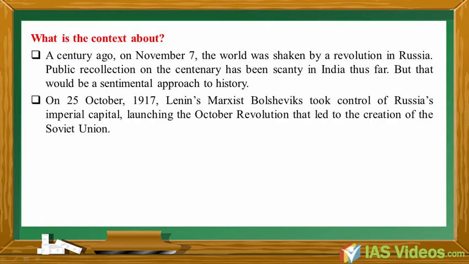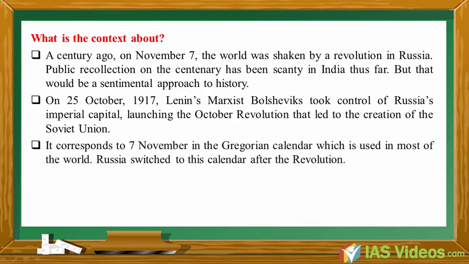On 25th of October, 1917, Lenin's Marxist Bolsheviks took control of Russia's imperial capital, launching the October Revolution that led to the creation of the Soviet Union. It corresponds to the 7th of November in the Gregorian calendar, which is used in most of the world. Russia switched to this calendar after the revolution.